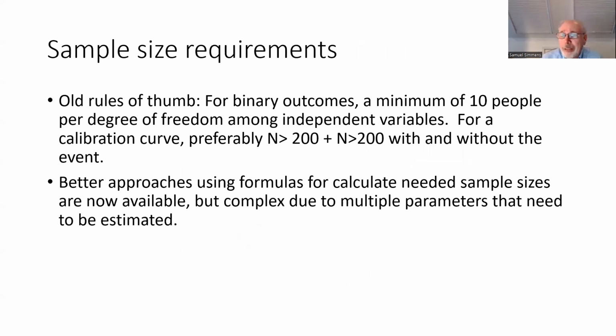So, almost done. Sample size requirements. There is an old rule of thumb which says that you want a minimum of 10 people per degree of freedom. That might correspond to 10 predictor variables, but if you have a categorical predictor variable with 10 levels, that variable would have 9 degrees of freedom. So this is kind of a minimum. It's been around in the literature for many years. And as I mentioned about the calibration curve, there are better formulas out there now. Some work has been done more recently in the last few years, but it's much more complicated.